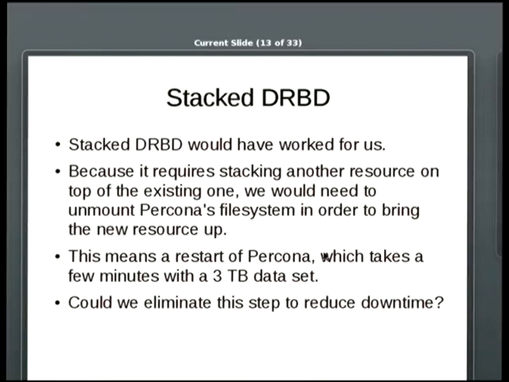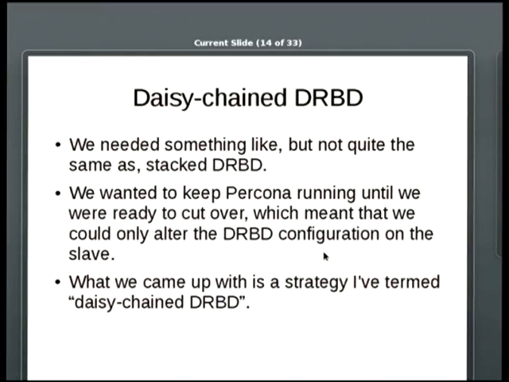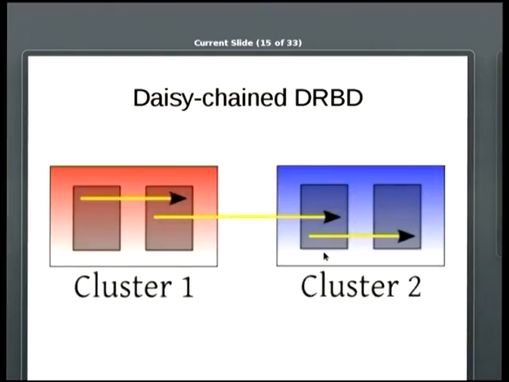So I wanted to look for a solution that would let us effectively do what stacked DRBD is doing, but not require us to restart Percona until we actually need to cut over. And so I came up with an idea that I've called daisy-chained DRBD, which on the surface appears to be similar to stacked DRBD. It would allow us to keep Percona running right up until cutover, and that's more or less what it looks like. So because the DRBD resource on cluster 1 is now at the top of the stack.